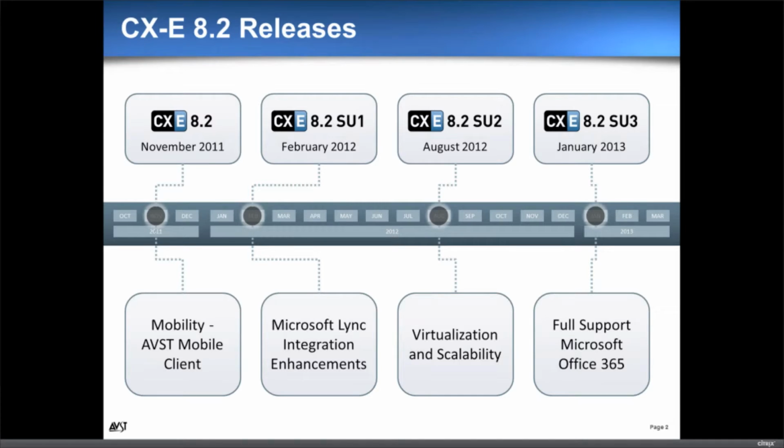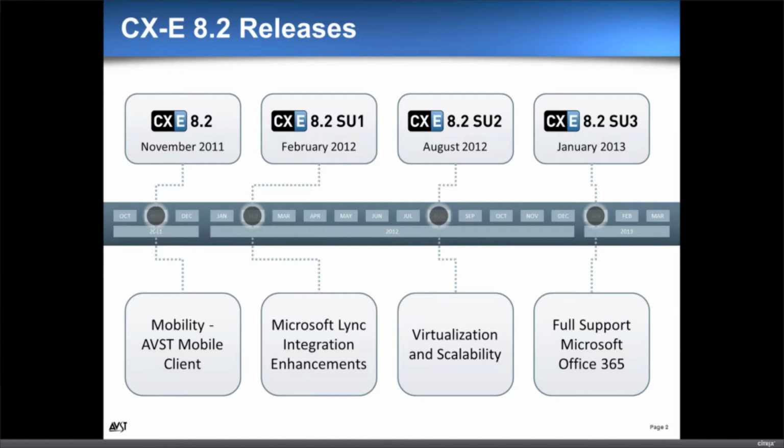If you look at 8.2, 8.2 itself came out in November of 2011, and then we started doing the software update releases, and you can see we've done 3 of them. So today we're going to talk very briefly about the new things that came out in software update 3, and then we'll go back and review all the different pieces that have come out to make sure everyone on the webinar has a good, full understanding of what's been added to the product in the last year.